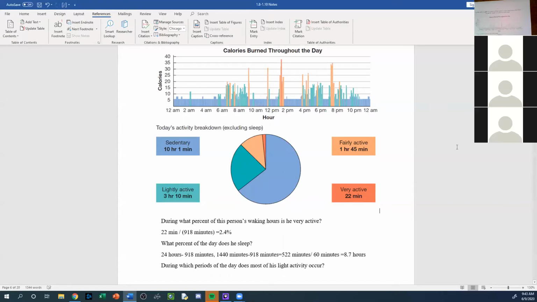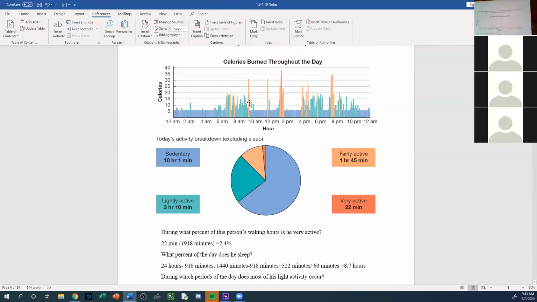The circle graph? Sure. So if I use the circle graph, can this tell me if he's lightly active at, let's say, 6 o'clock? No. Okay, so we know that the circle graph probably isn't the best thing to do, right? Because this just averages all the times up.